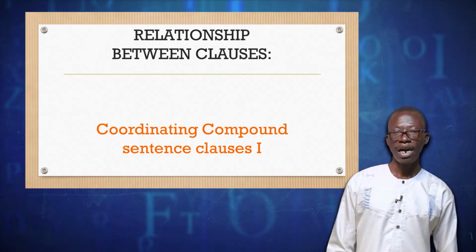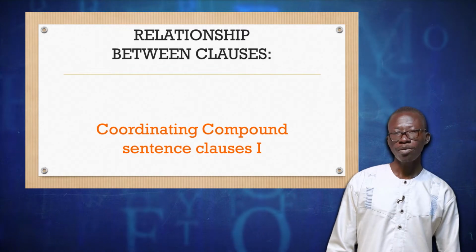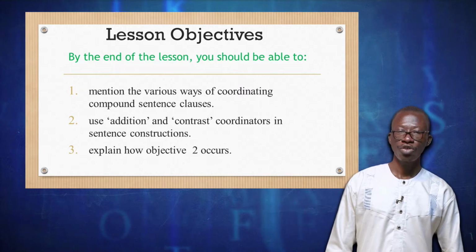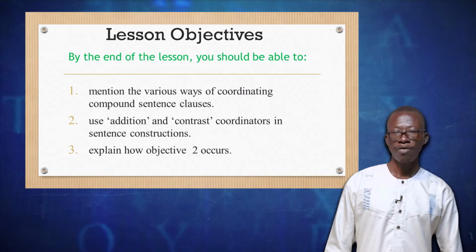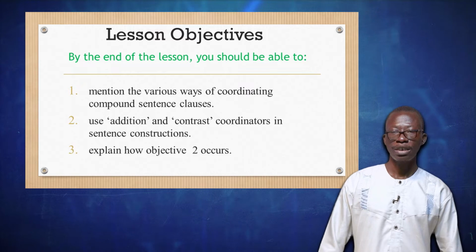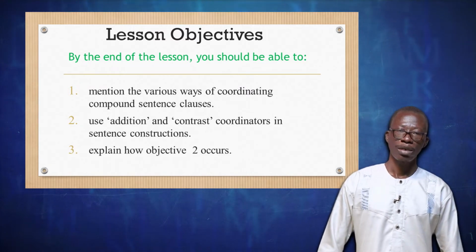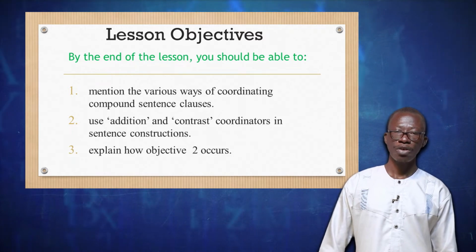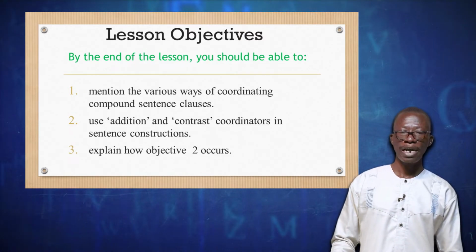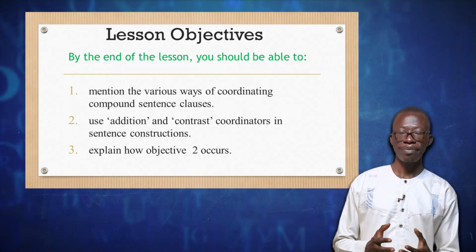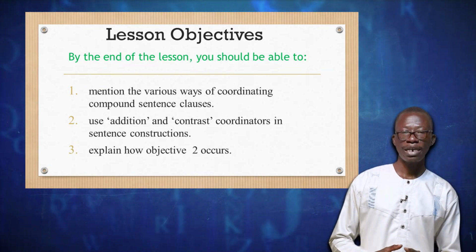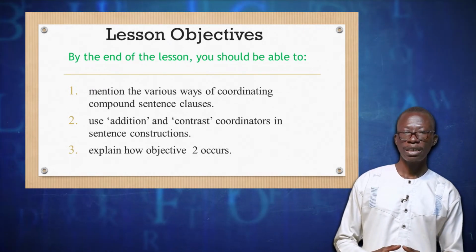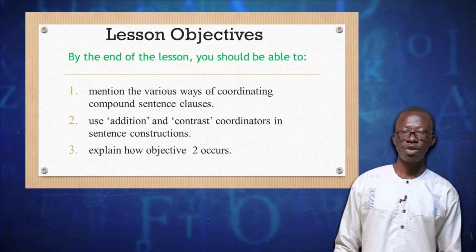So let's look at our objectives for today. The objective is that by the end of the lesson, you should be able to, one, mention the various ways of coordinating compound sentence clauses. Compound sentences have independent clauses. We should learn the various ways of coordinating them. So our aim is that at the end of the lesson, we should be able to mention the various ways the clauses within compound sentences can be coordinated properly.